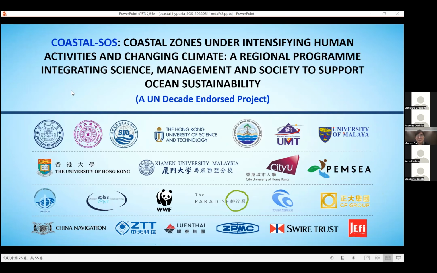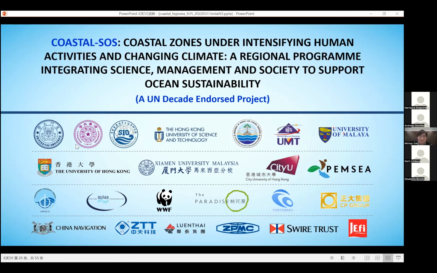So this again is the Coastal SOS, the coastal zone under intensified human activity and the changing climate. This is a regional program to integrate science, management, and society, and to support ocean sustainability. And again, this is a UN Decade endorsed project.